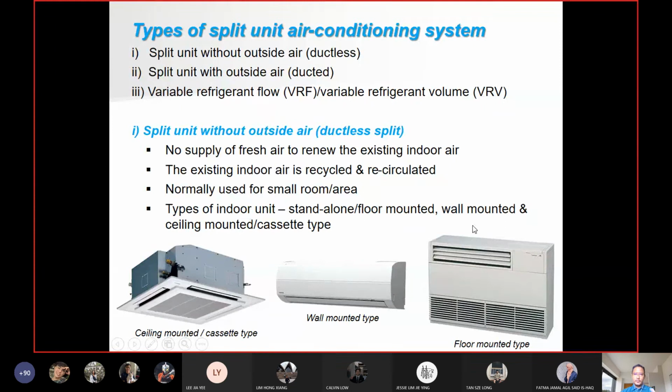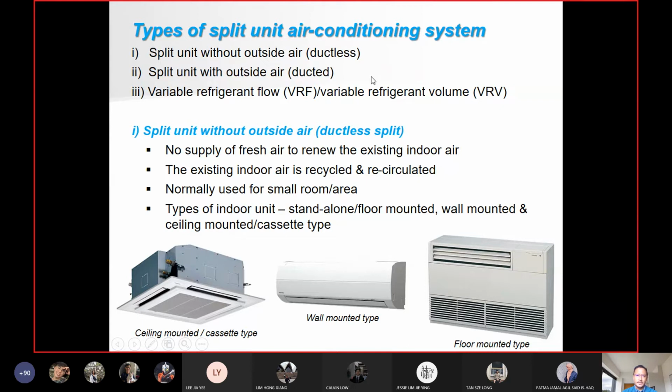Okay, so this is the most important part. You need to understand the different kinds, because there are various kinds of split unit air conditioning systems. The one that you use in your house is just one type, but there are two other types. The first one is the split unit without outside air, or we call it ductless split, meaning that you don't introduce any fresh air from the outside into the system.